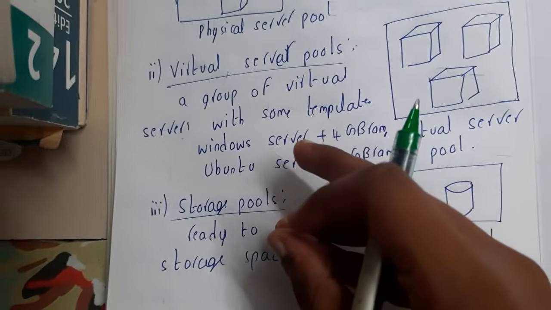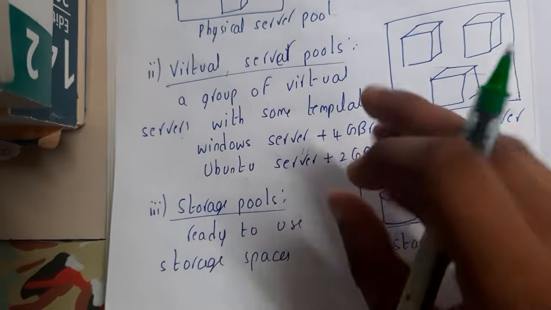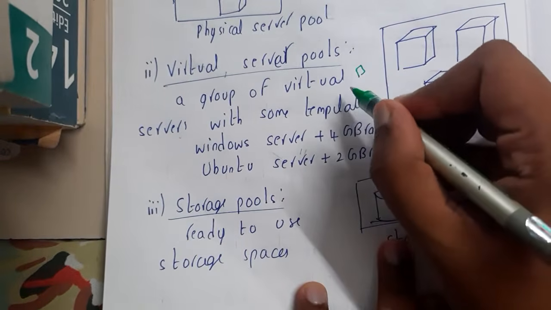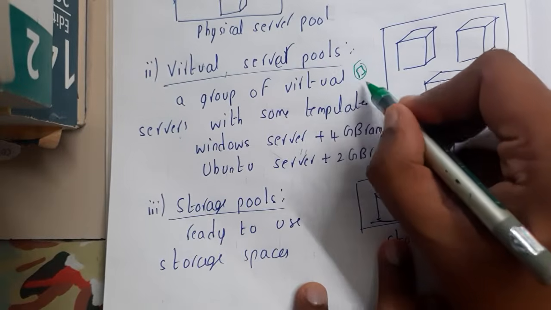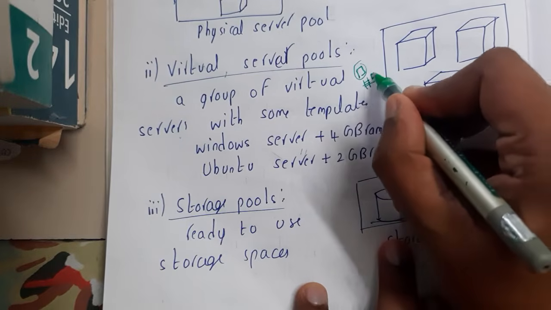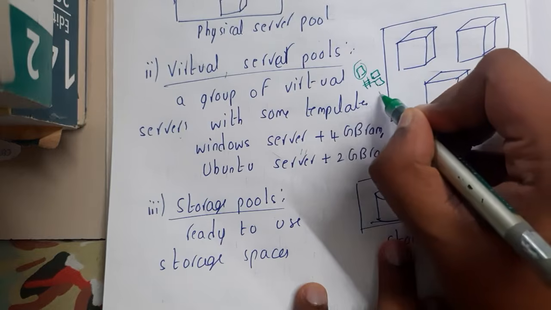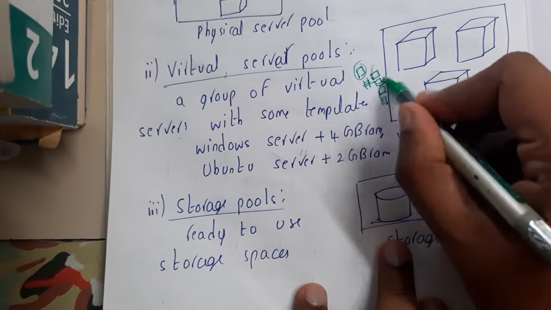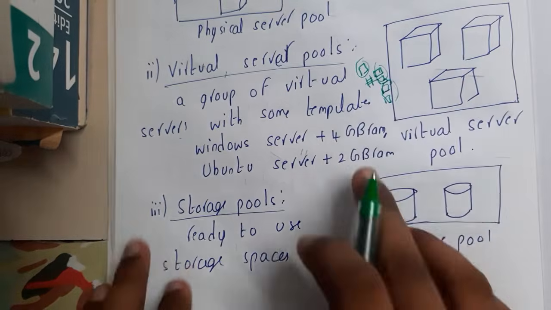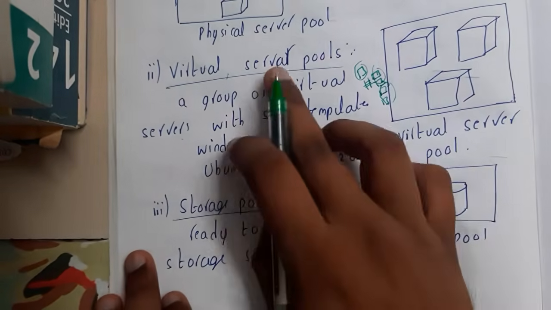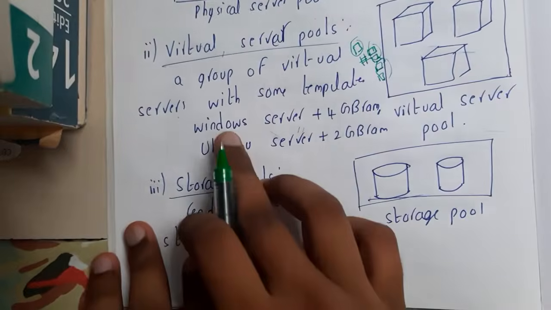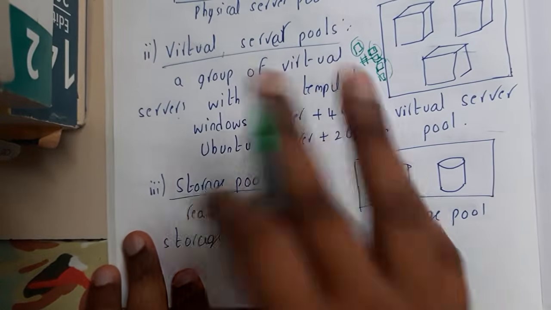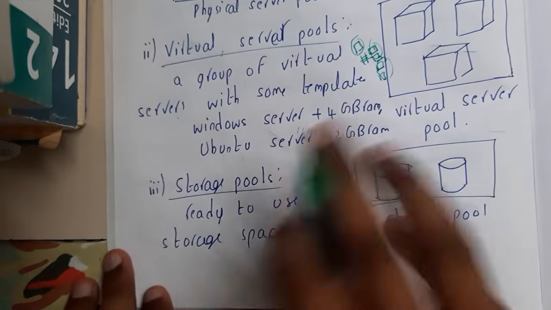Whenever you try to get any kind of hosting service online, they have some fixed things, right? They will say your speed will be this much, you will have this much storage, the RAM will be this much, and this many cores will be there. This kind of configuration is called a virtual server pool, guys. The configuration is fixed here, so you can select any one of them. For example, a virtual Windows server plus 4 GB RAM, or an Ubuntu server with 2 GB RAM. That kind of configuration will be there.